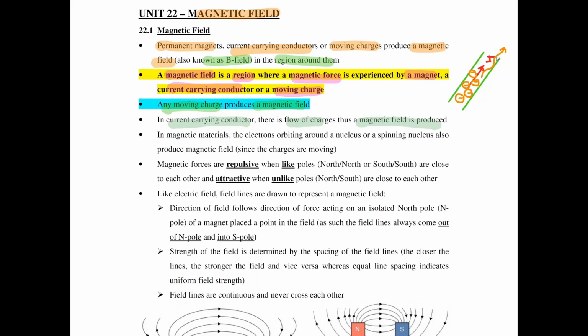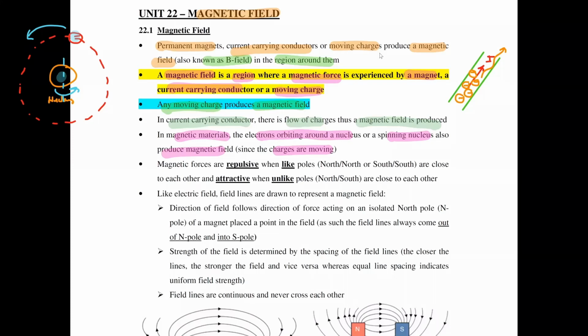All these electrons are going in this general direction, so the charges are moving, you therefore have a magnetic field produced. As for magnetic materials, the electrons orbiting around a nucleus or a spinning nucleus itself also produces a magnetic field since the charges are moving. Let's just say right now you have a particular atom. This one is your nucleus. And then around your nucleus, you have electrons orbiting around it. So in your case, your electron is moving. Your nucleus, in some cases, is also spinning. So regardless of whether you're looking at the electron or the nucleus, they are moving here. So you must have a magnetic field produced.